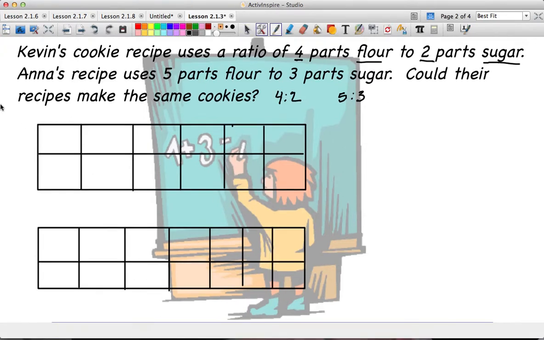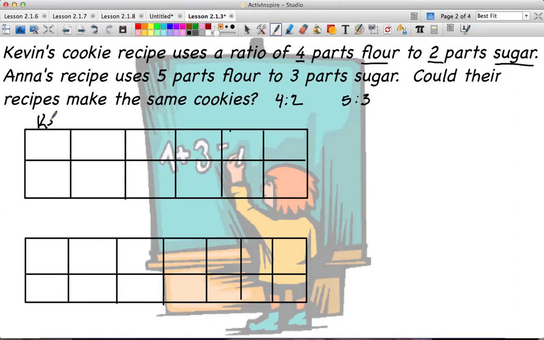Alright, so on the top, I'm going to put Kevin's recipe, and we are doing flour to sugar. And then the bottom is Anna's recipe, and we're doing flour to sugar. I know my ratio here is 4 to 2, and down here it's 5 to 3.